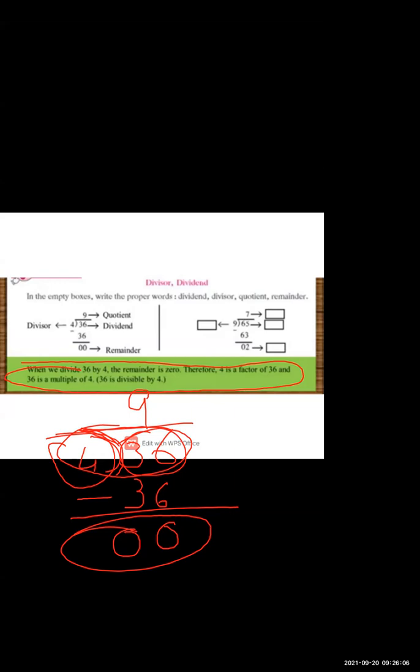Factor means what? For example, here I gave 20. So 20 is going in the 2 table. Yes, 2 tens are 20. So 2 is a factor of 20. And 20 will be the multiple. I said 2 tens are, so it means we are multiplying. So 20 is a multiple of 2. It means 36 is divisible by 4. Clear? If it is not clear, in the next example, it will be clear.